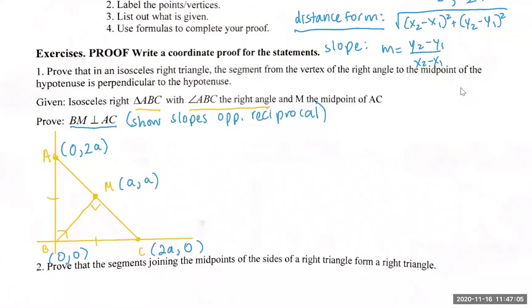(A, A). It's halfway, right? So (A, A). Again, 0 plus 2A is 2A divided by 2 is A. 2A plus 0 divided by 2 is A. So (A, A). All right, now we have the picture, then we assign the variables, and now we show that the slopes are opposite reciprocals. So what slope specifically? You want to show the slope of BM and then also the slope of AC.